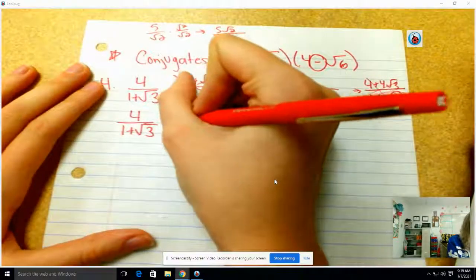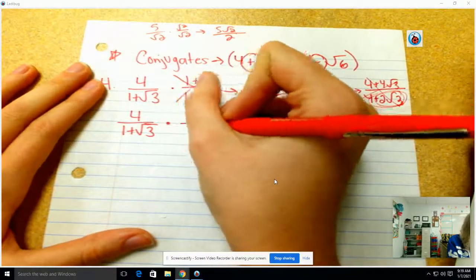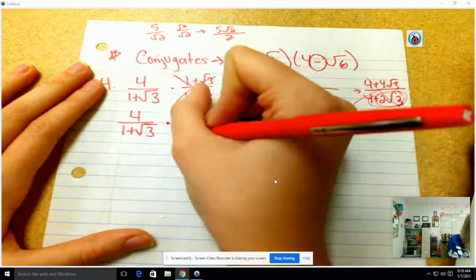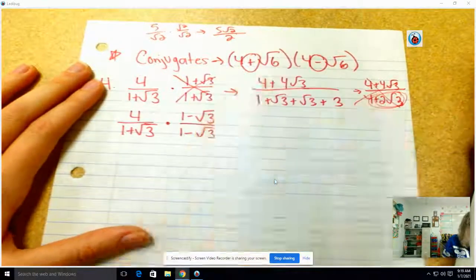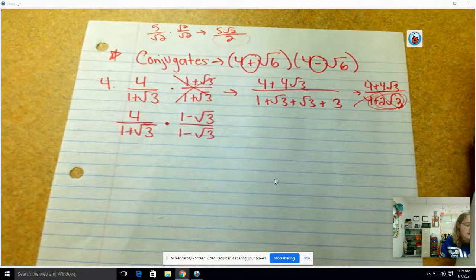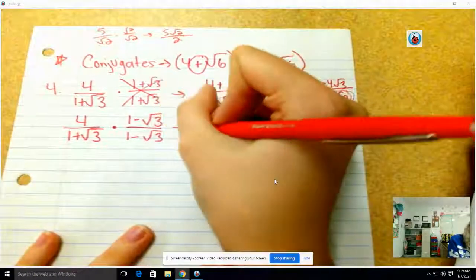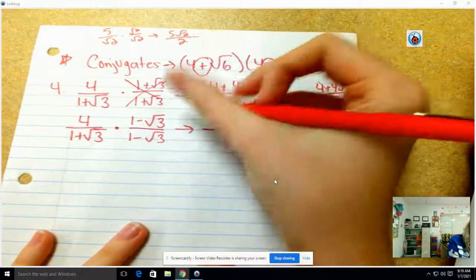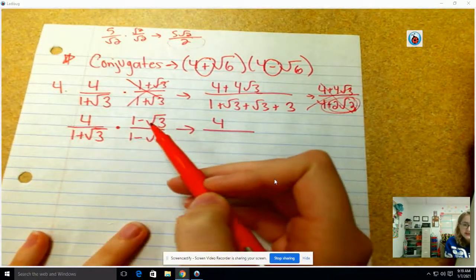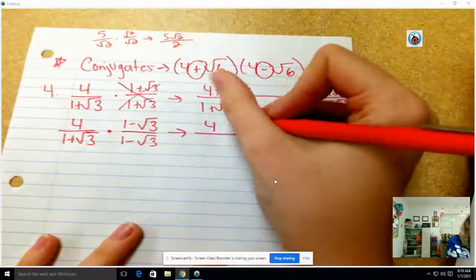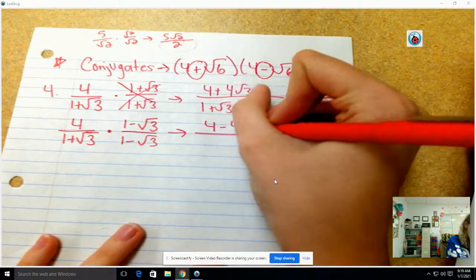So we'll go ahead, and 4 times 1 is going to give us 4. Remember, this has to go to everything. So 4 times negative radical 3 is going to give us minus 4 radical 3. And then we're going to do our bottom. 1 times 1 is 1. 1 times negative radical 3 is going to give us negative radical 3. And then we're going to have plus radical 3. And then we're going to have minus 3.